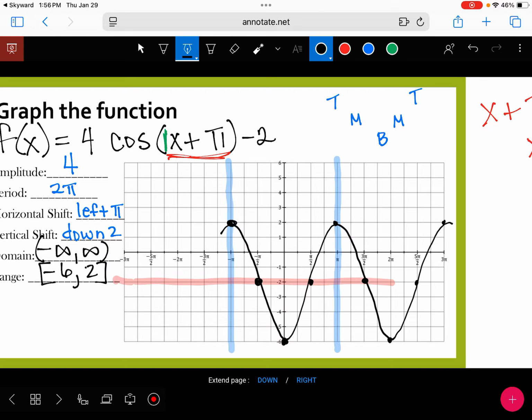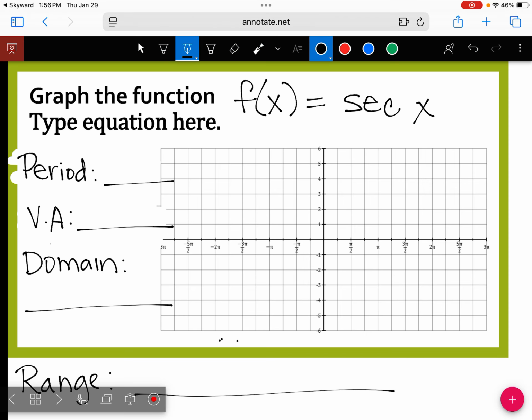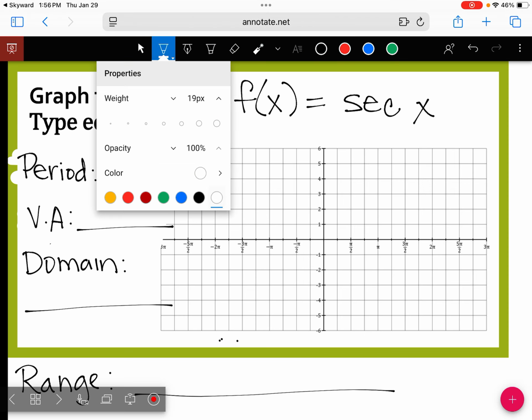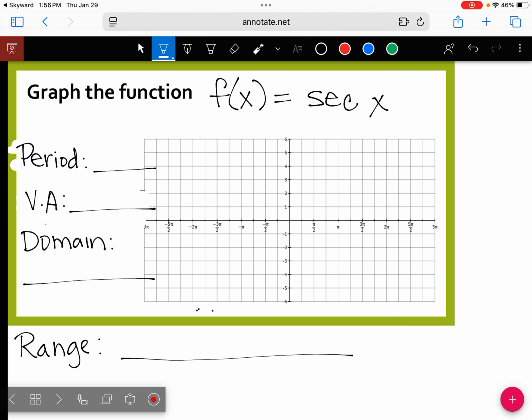Now let's talk about the sister. And we're going to start with secant. Now, when we're graphing secant, secant only has 4 things that you need to give me. The four things are period, vertical asymptote, which I'll talk about, and range. Those are the four things. Tomorrow we're going to continue practicing all four. We have 2 more days, nothing but practicing graphing. Friday and Monday, graphing.